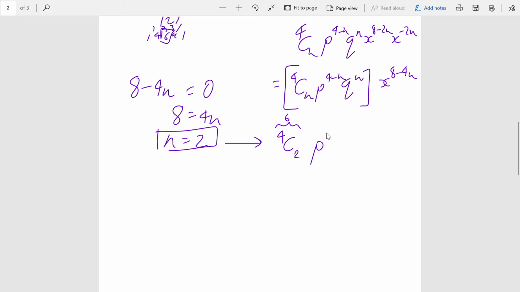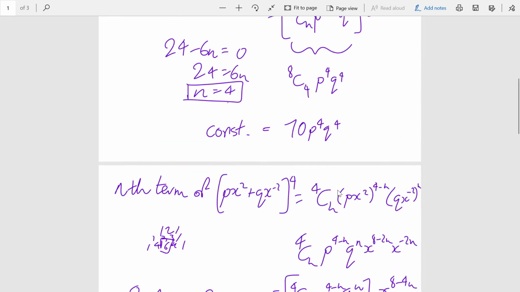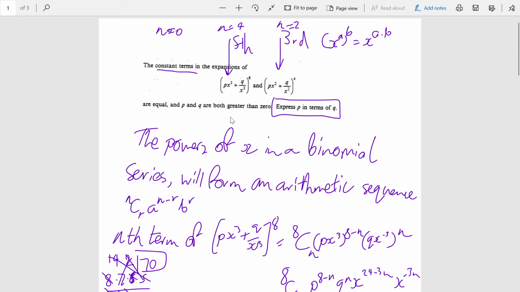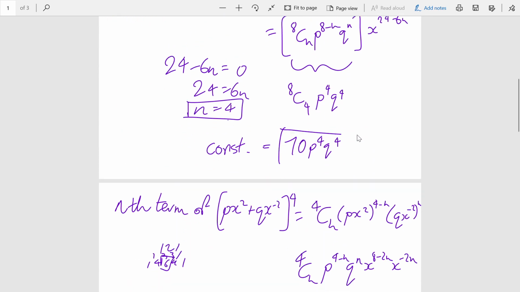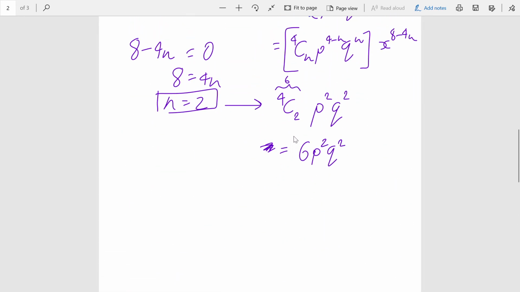Times p to the 4 minus n is 2, and q to the n is 2. So the constant term is 6p squared q squared. Now, we know that p and q are both positive, and we want to express p in terms of q. We have one equation, which is why they're asking us to express one in terms of the other, rather than solving for the values. And our one equation is that this constant term, 70p^4q^4, is equal to this constant term, 6p squared q squared.